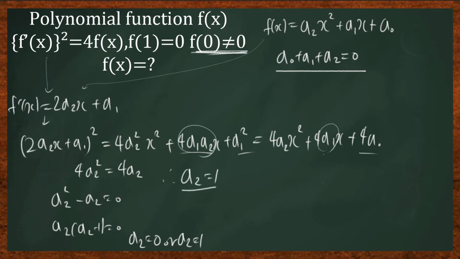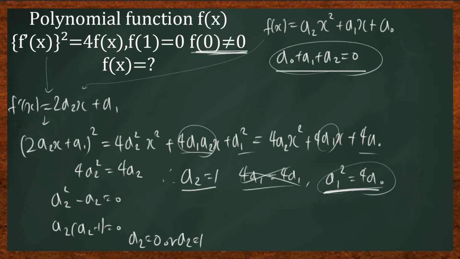For the second term, we can see that 4a1 is equal to 4a1. It doesn't give us any information. And for the constant term, a1 squared is equal to 4a0. So, we know that a0 plus a1 plus a2 is 0, a2 is 1, and a1 squared is equal to 4a0. So let's use that to find a0 and a1.